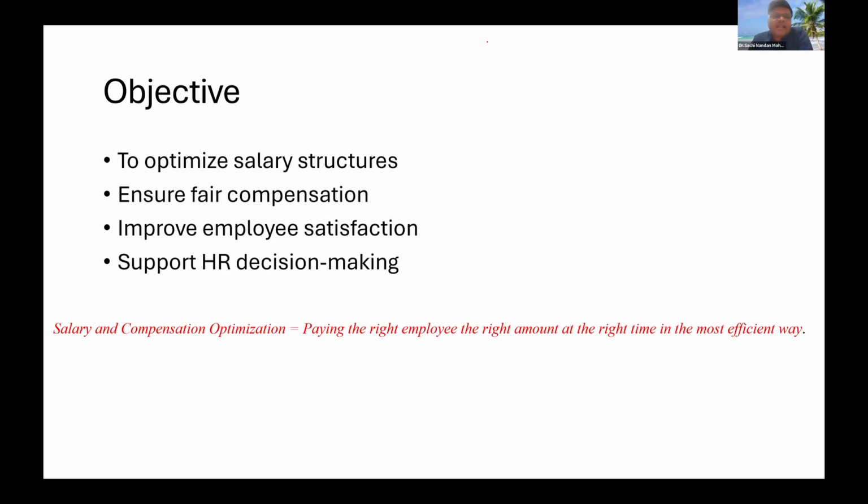So what is the objective? To optimize the salary structure of a particular organization, ensure fair compensation is given, improve employee satisfaction, and support HR decision making. So these four are basically the objectives. Salary and compensation optimization is equal to paying the right employee the right amount at the right time, in the most efficient way. So how does the artificial neural network help with salary and compensation optimization?